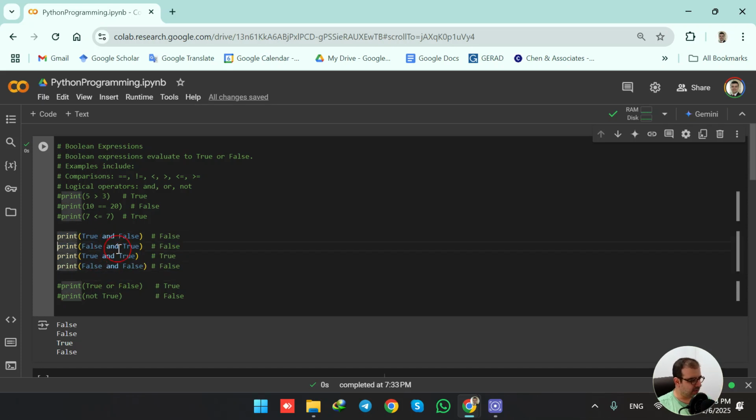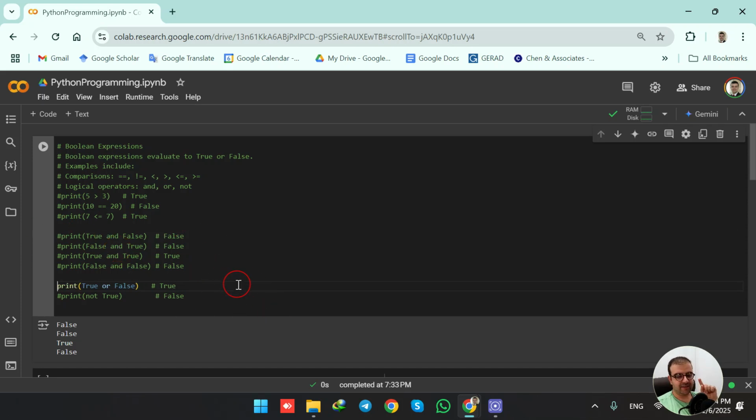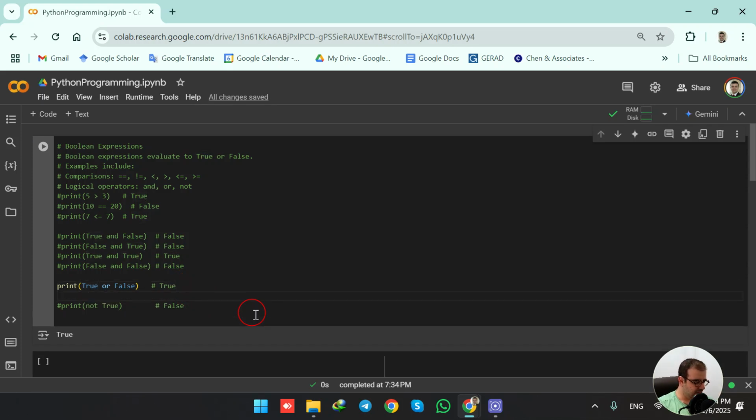Okay, so let me now comment these lines and talk about this line. So using the OR operator, we are saying that if this one is true or the other one. Okay, in this case, when at least one of them is true, the output is true. So if I run, you see true in the output.